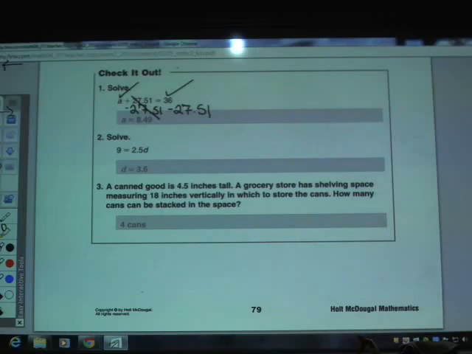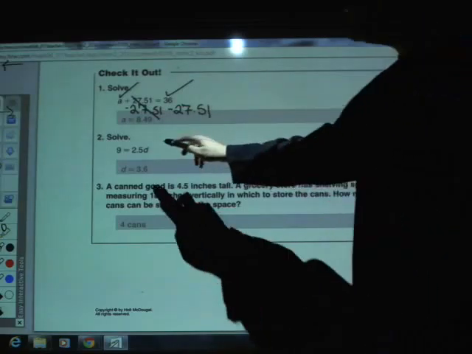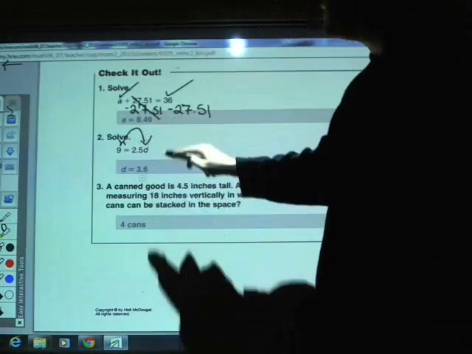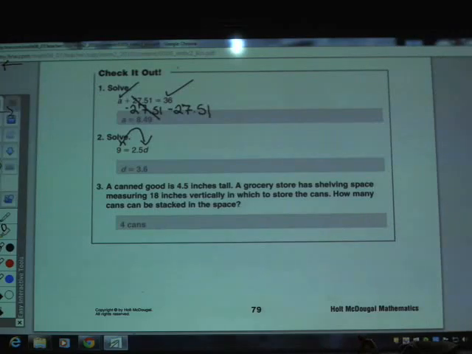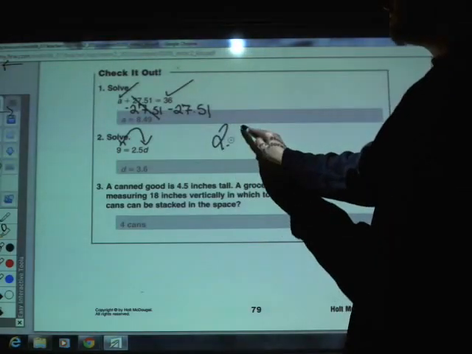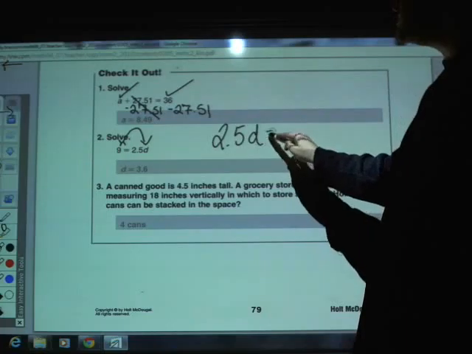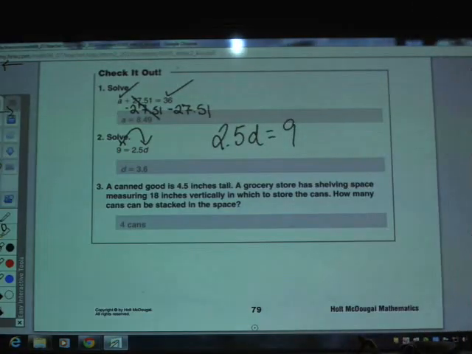All right, let's look at number 2. 9 equals 2.5 times D. So you know that right away I'm going to flip this around. I'm going to invert the left and the right side because that variable being on the right is driving me crazy. So that's 2.5 times D equals 9. And now that I've done that, I have a better problem because I have 2 things in the right spot as opposed to just 1.